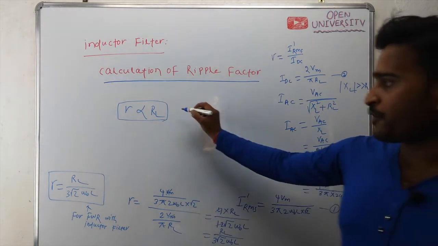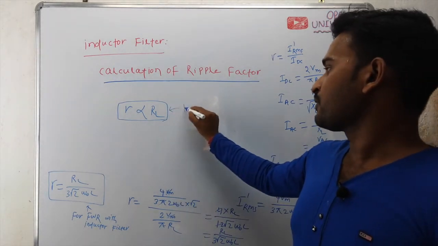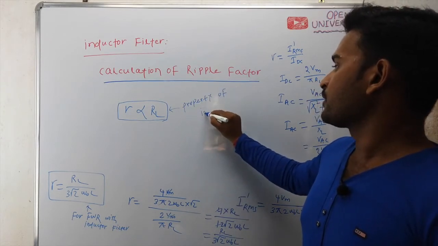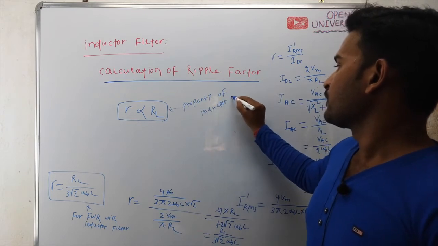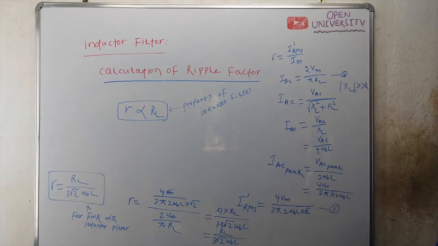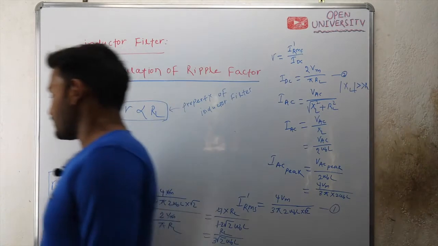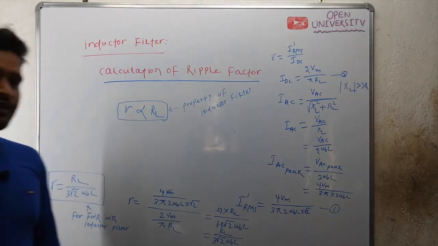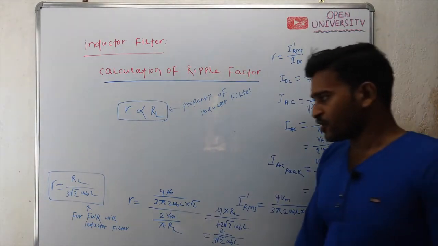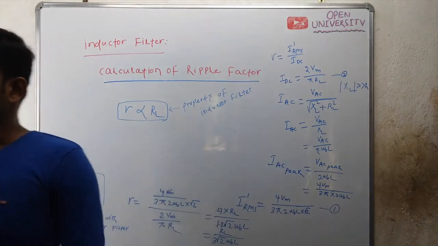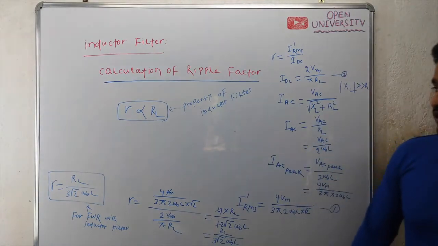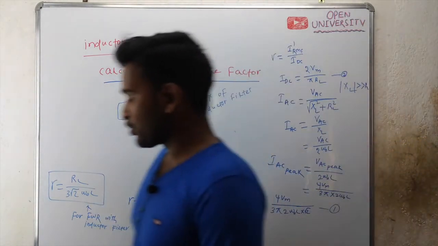This is the property of inductor filter. Take one point: inductor filter will provide a smaller ripple factor if RL is small, or load current is large.